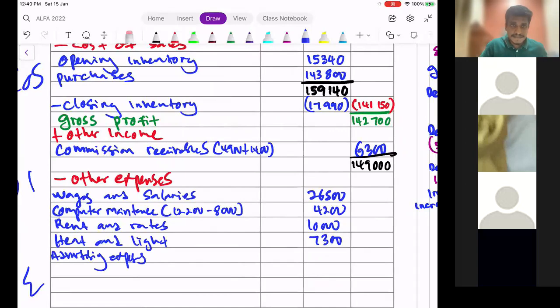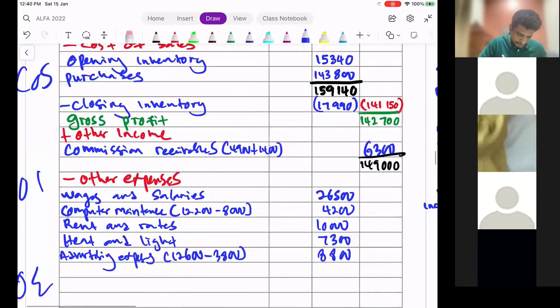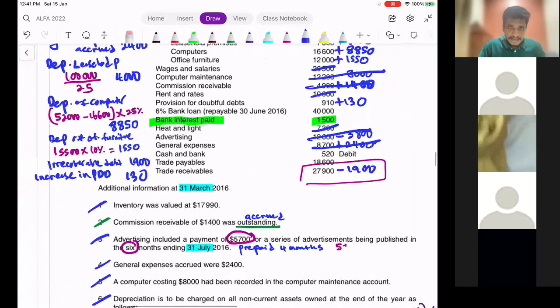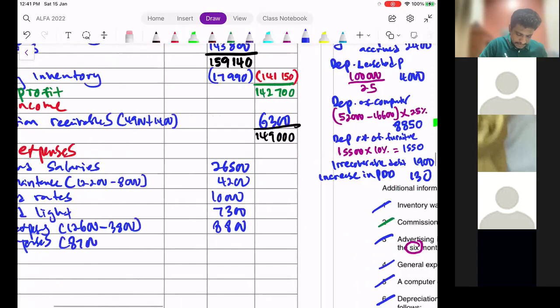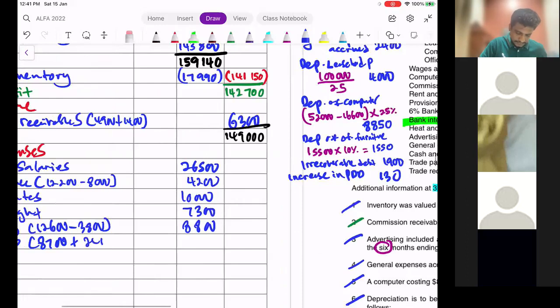Advertising expenses has a calculation. Advertising expenses 12,600 minus 3,800. I get 8,800. Then general expenses also has a calculation. Show the calculation. General expenses is 8,700 plus 2,400. So 11,100.